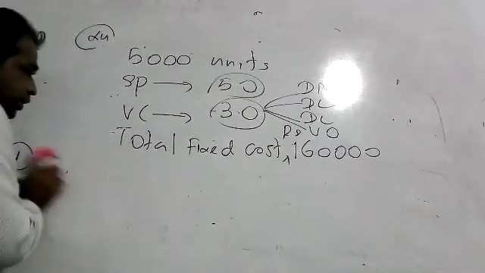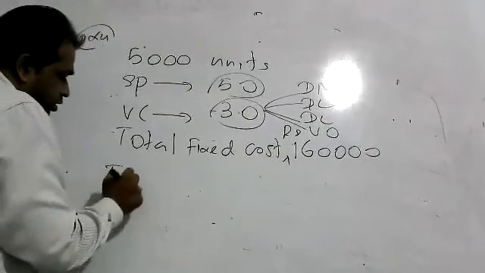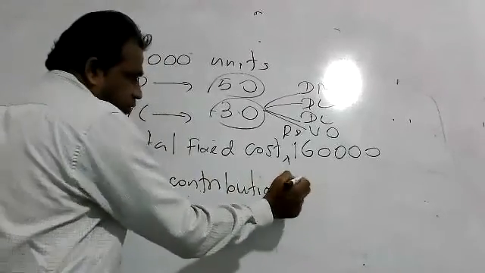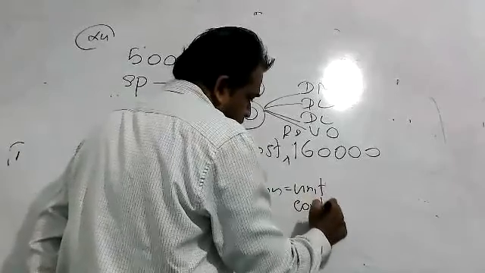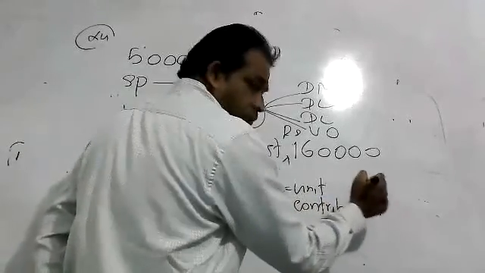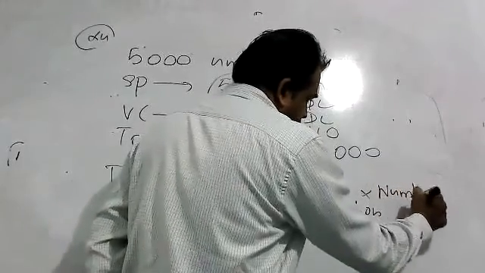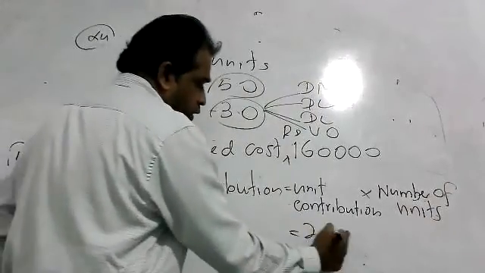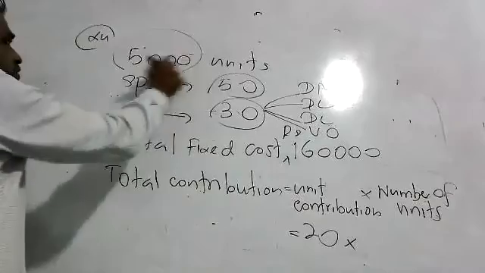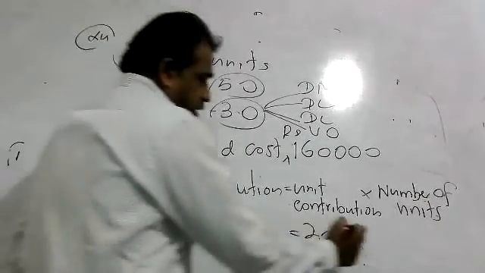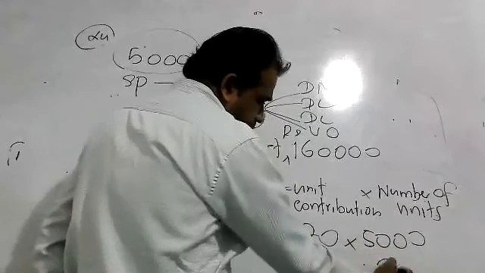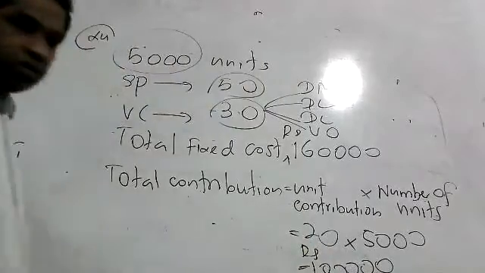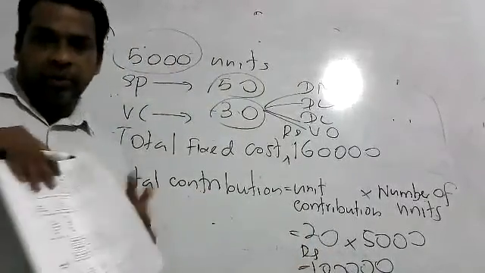Then you can calculate total contribution. Total contribution equals unit contribution into number of units. Here, unit contribution we got is 20 rupees. Number of units they are expected, budgeted to sell is 5,000. Then you take 5,000 into 20, 2 into 5, 10. Here, 100,000 rupees. Your total contribution will be 100,000 rupees.